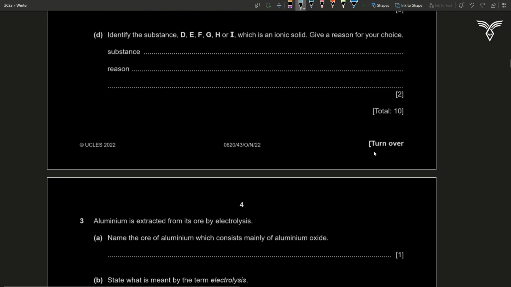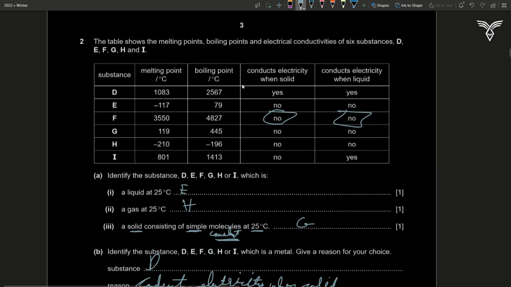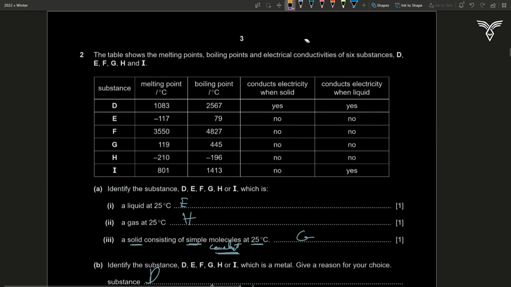طيب part D identify the substance which is an ionic solid. Give a reason for your answer. طيب خلينا نرجع فوق ونبص. إيه ال properties بتاعت ال ionic solids؟ What do ionic solids do in relation لل properties اللي عندنا؟ Do they conduct electricity when solid؟ لا. الملح بيعمل conduct electricity؟ أكيد لا. طيب do they conduct electricity when liquid؟ فعلا they do conduct electricity when they're liquid لأن they're ionic فـ they can move their charges. Move their charges مش transfer.